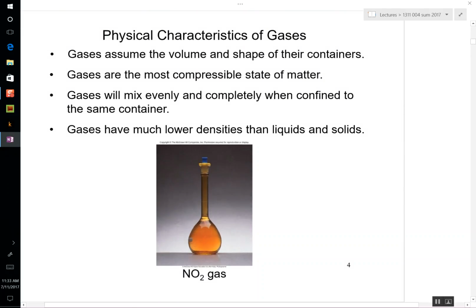All right, physical characteristics of gases. They assume the volume and the shape of their containers. All right, the air in this room is expanded to every little nook and cranny of this room. It has filled the room completely.